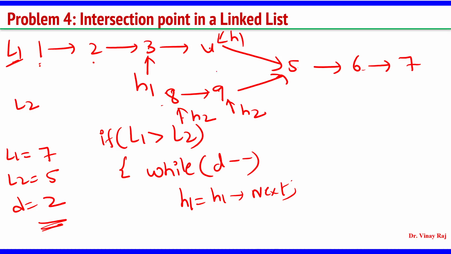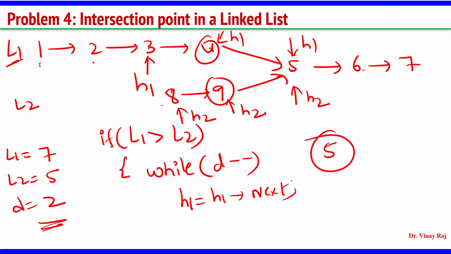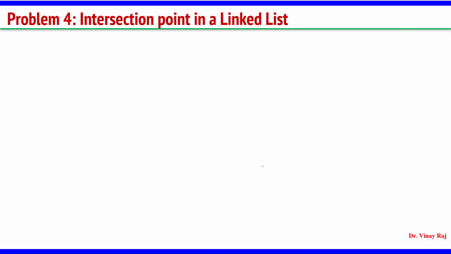Are they both null? No. What is the value? 4 and 9. Are they equal? No. Move forward. H1 comes here and H2 comes here. Are they both null? No. So, what is H1 data? 5. H2 data 5. Are they equal? Yes. Break that while loop and you can print either H1 data or H2 data and simply say that the intersection point is 5 for both the lists. So, this is one very important problem in the linked list, intersection point in a linked list. All these are very classical problems.